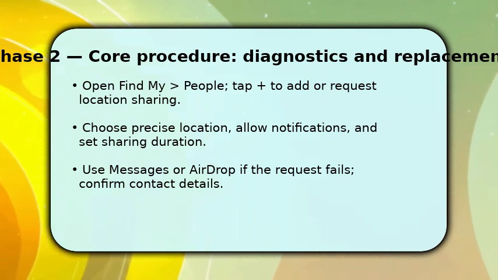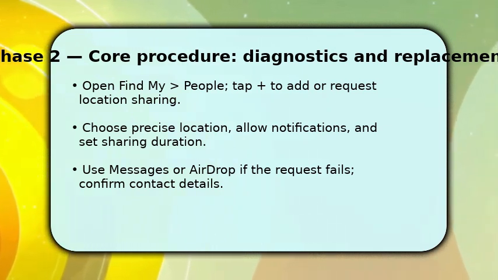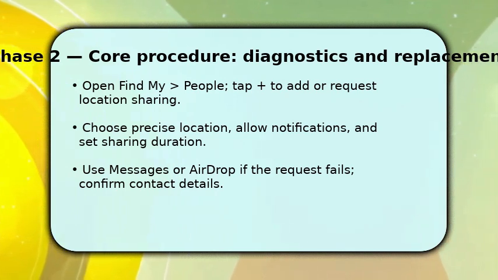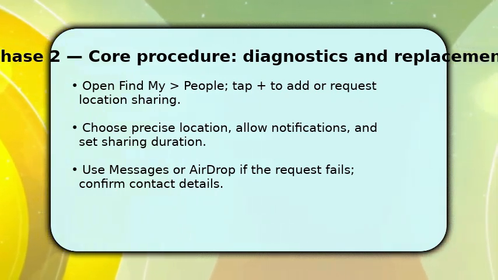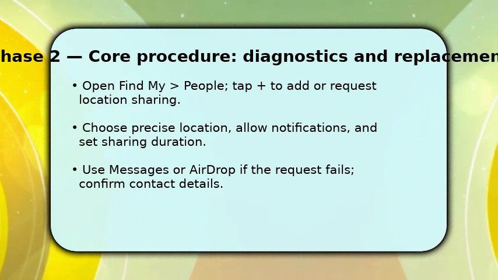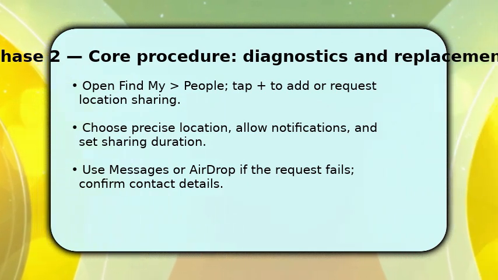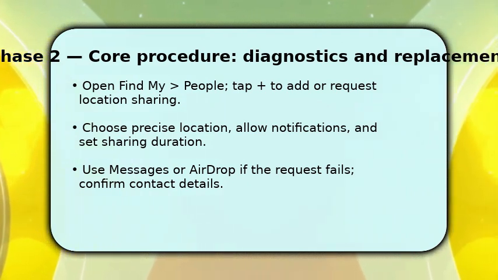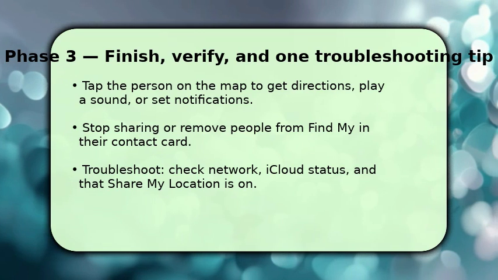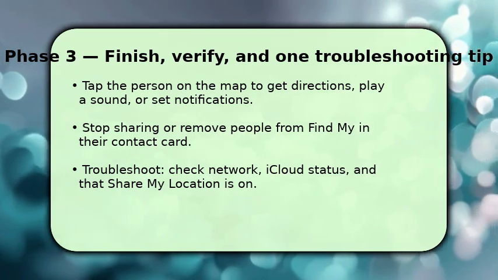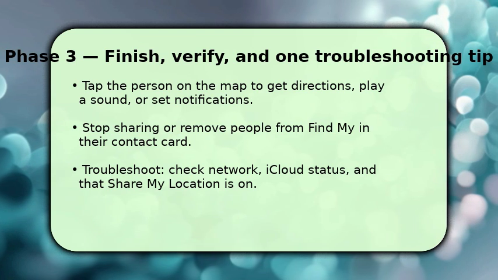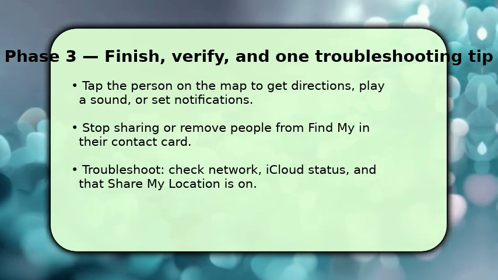This controls privacy. Also enable precise location so you get exact coordinates. Once they accept, you'll see their avatar on the map and can tap it to get directions or set arrival and departure notifications. You finish by tapping the person's pin to get turn-by-turn directions, play a sound on their device, or create notifications for arrival or departure.